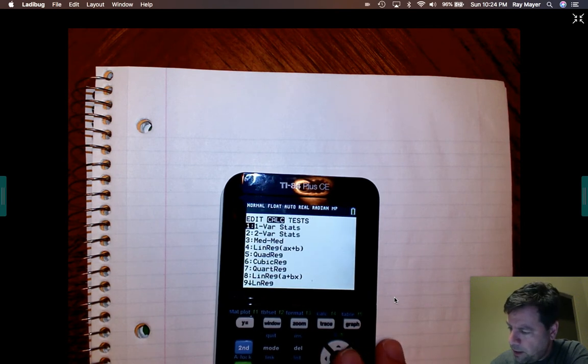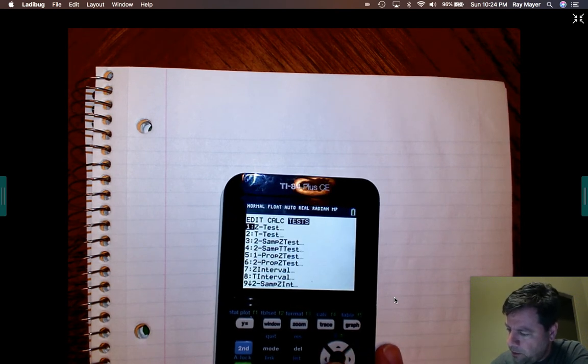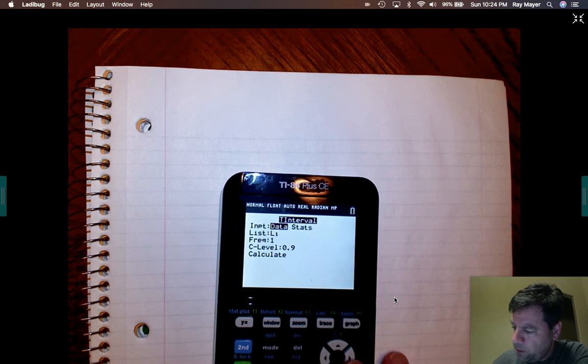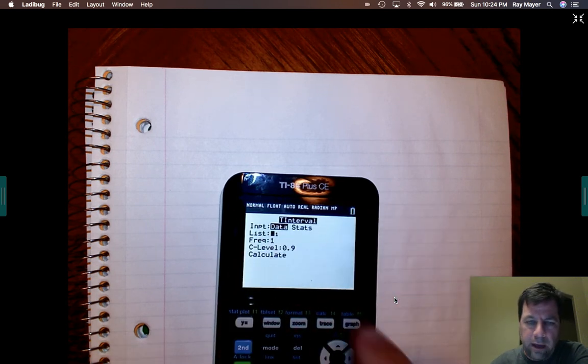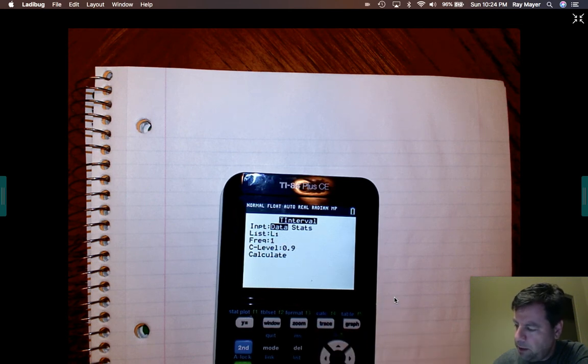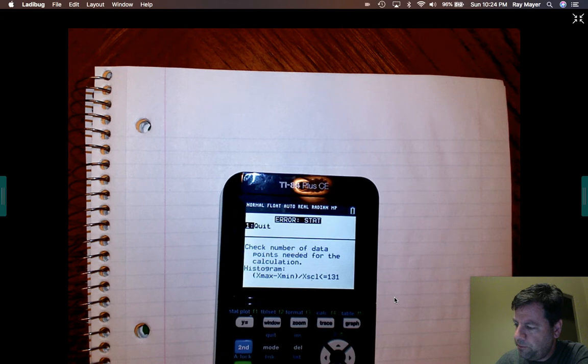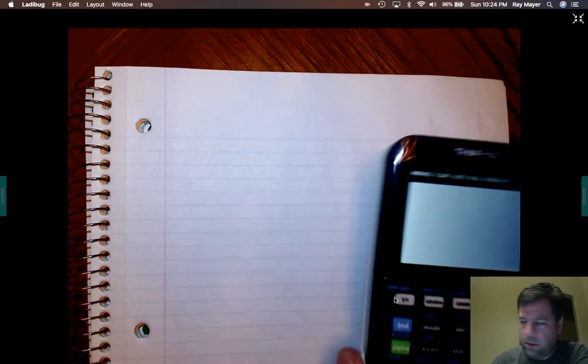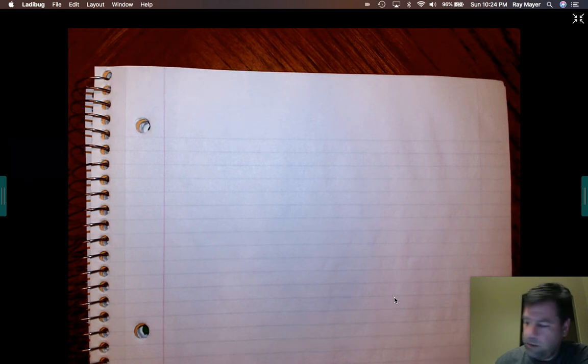Stat, calc, tests, and it's just a T-int. Boom, T-int, because it's just one sample. You have the data. We'll put it wherever your list is, guys. If your list is in L1 or L2 or L3, and then 0.95. Calculate. Uh-oh, I messed up because I had L1. I didn't have enough data, and you guys get it. Should have used L3.